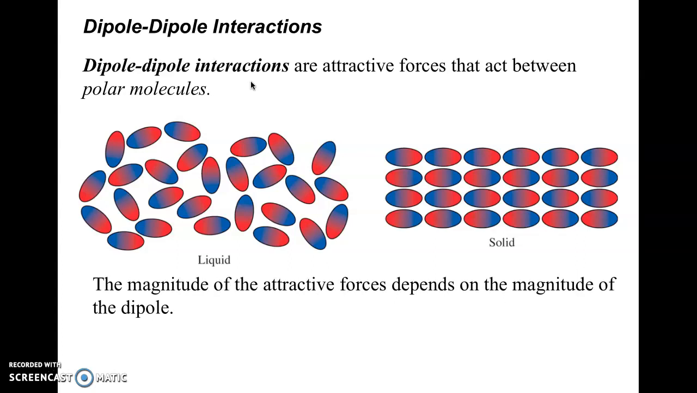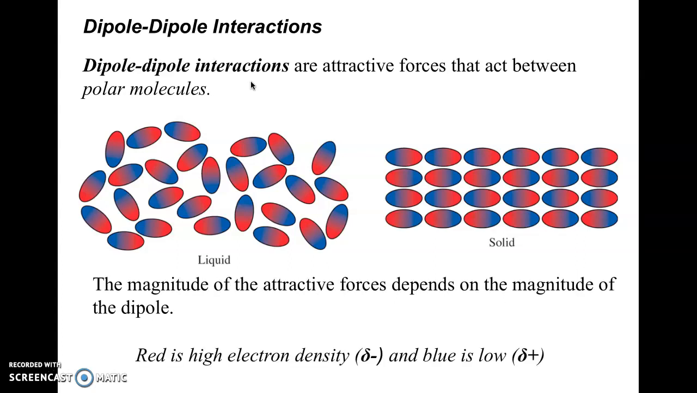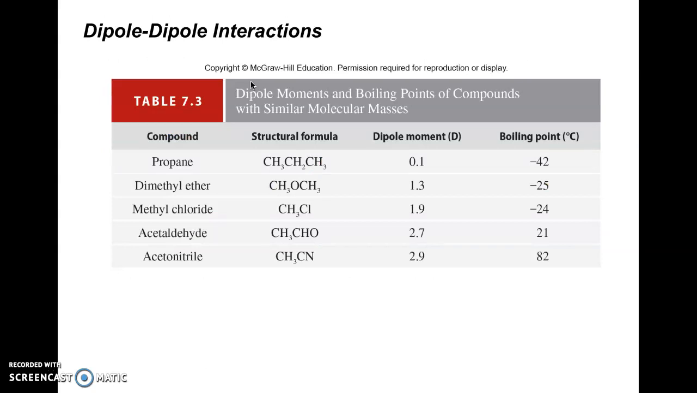The magnitude of those attractive forces depends on how strong your dipole is, and here's just a reminder of what the red and the blue stand for. All right, so dipole-dipole interactions were actually discovered because of their effect on boiling point. And so you have 5 molecules here that have very similar molecular masses. So you would think it'd take the same amount of energy for them to escape from the liquid phase into the vapor phase, thus boiling.